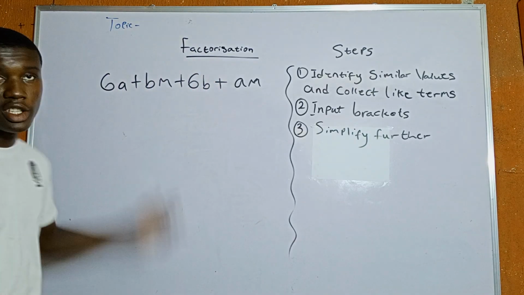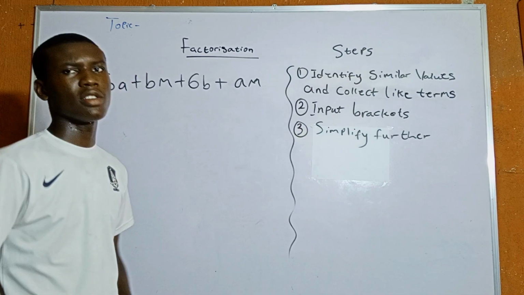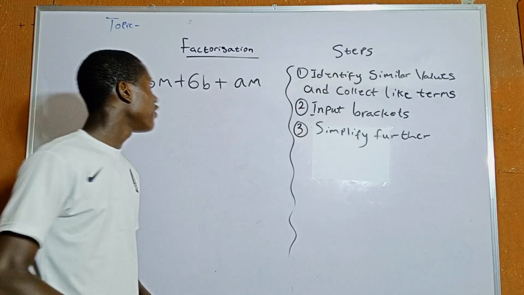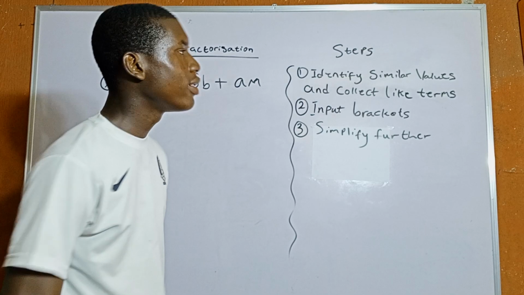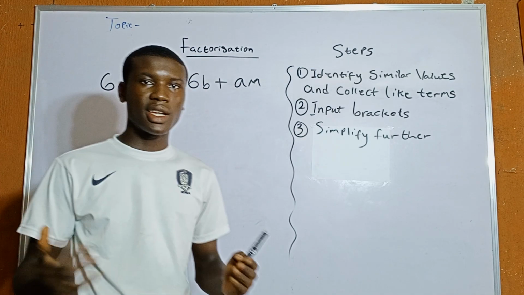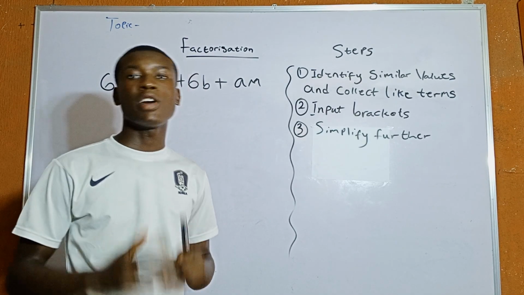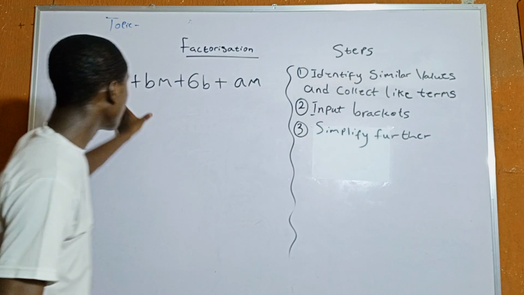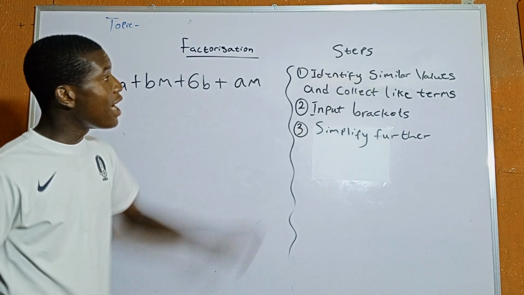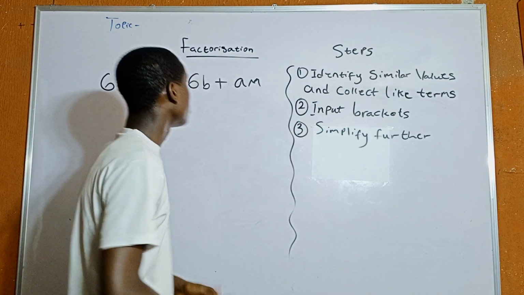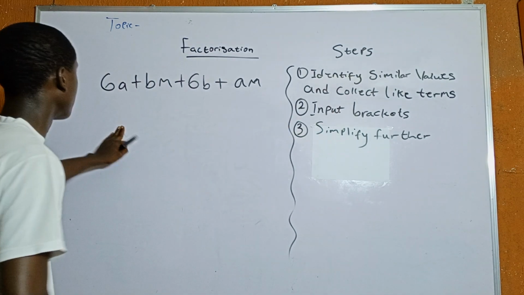Before solving anything, let's first see what factorization is. Factorization is simply the method of adding brackets to equations or expressions. Like what we have here now is an expression. And here I have the steps in order to factorize this expression.